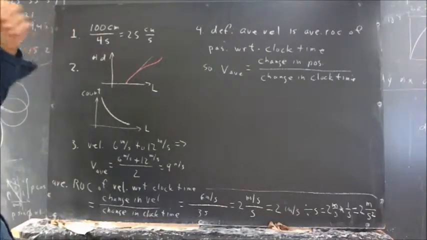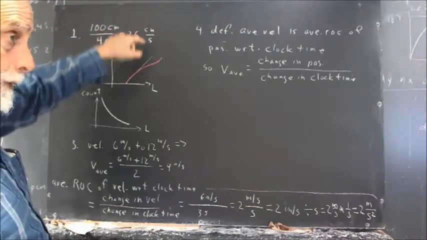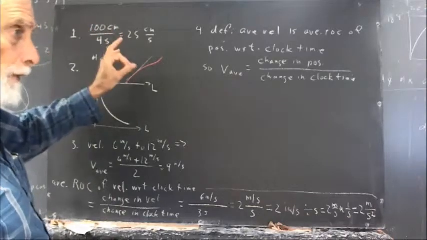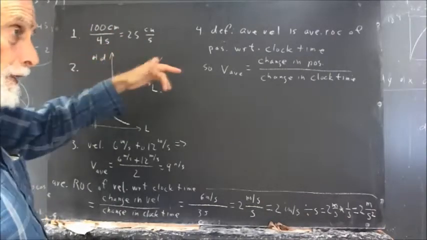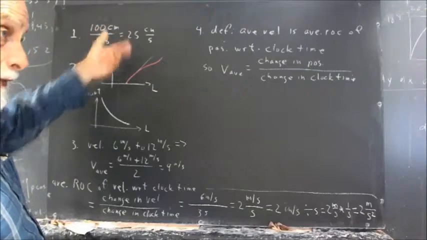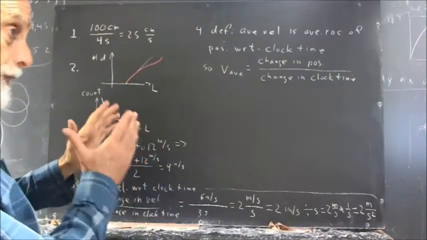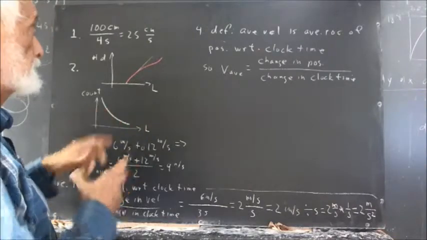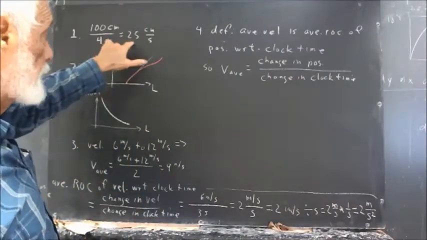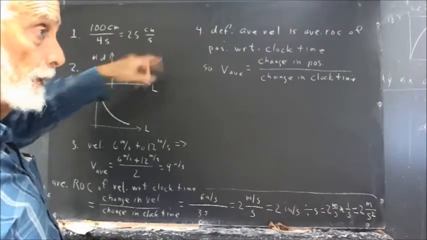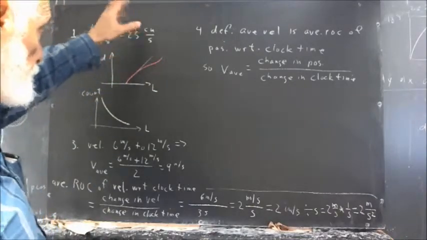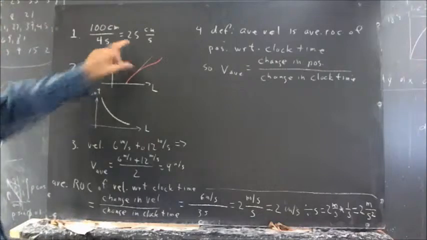Using centimeters and seconds, I get 25 centimeters per second, meaning that on the average, the object in every second moves an average of 25 centimeters. Now, some seconds it might move further, and some seconds it might move less. If it's speeding up or slowing down, it's probably not going to move the same distance in every second. But when you average those distances over all the seconds, that's what you get.